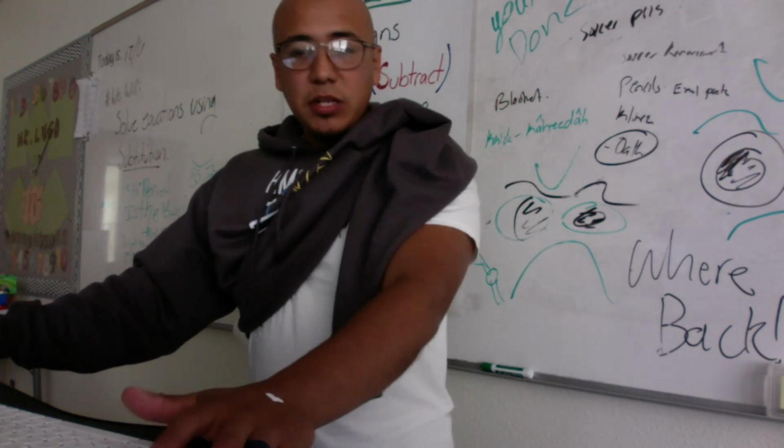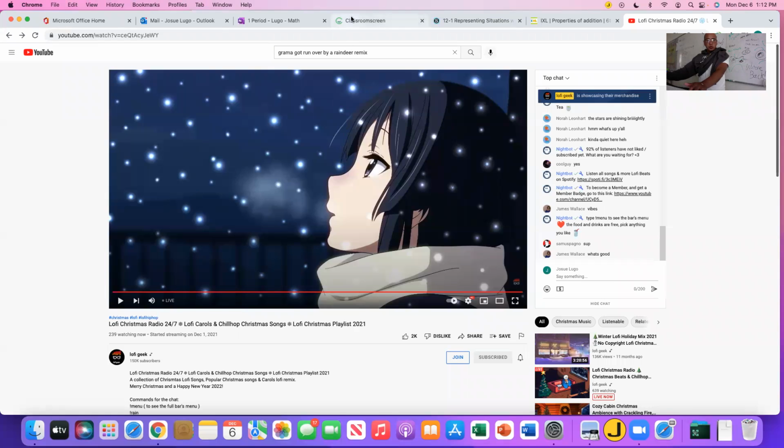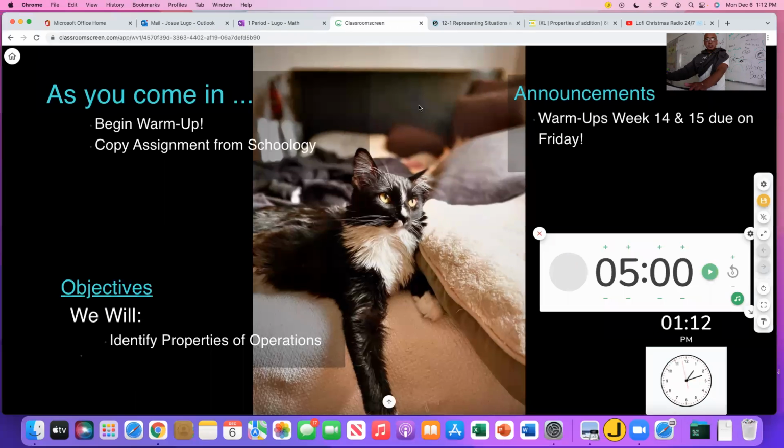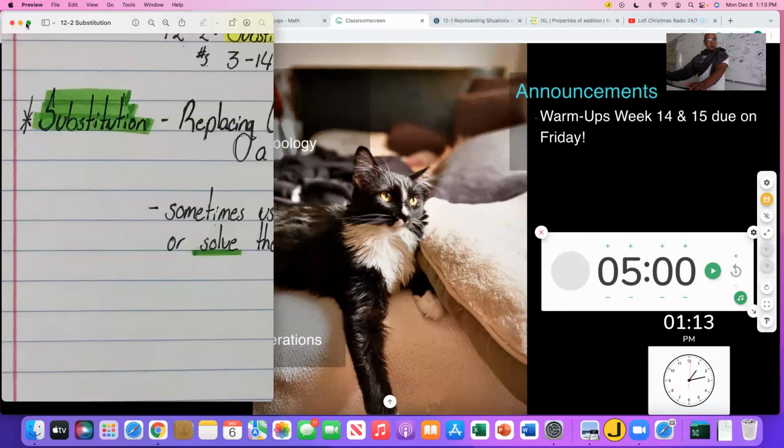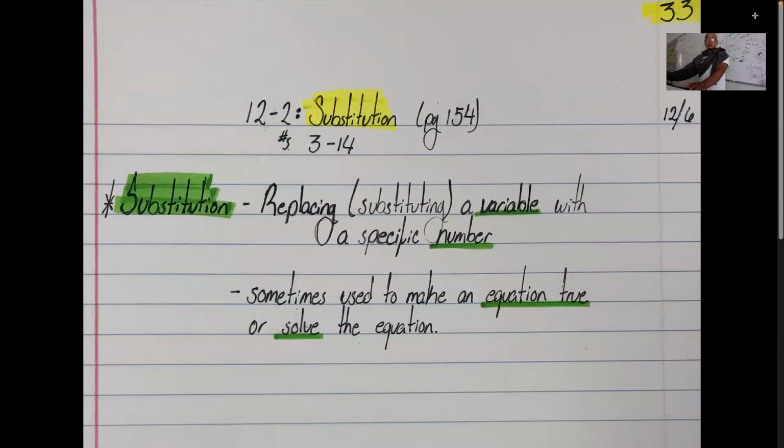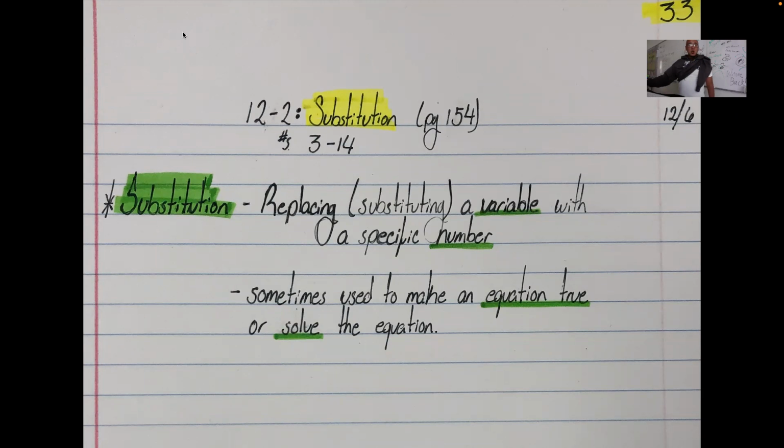Today, we're going to be looking at lesson 12-2. That is 12-2, and just a quick set of notes. It is a substitution. Again, this is our 33rd lesson, and it is 12-2 substitution. Similar to last week, we're going to be working on equations. Remember that today we're going to be solving equations. We're going to be actually finding the answer to an equation using a method called substitution.